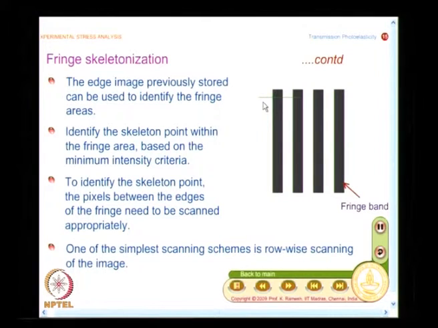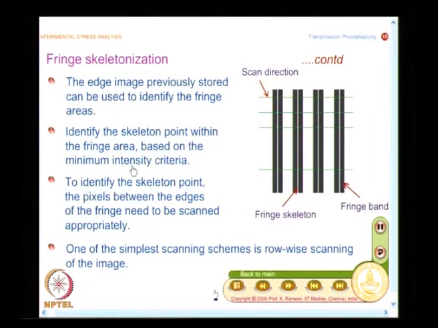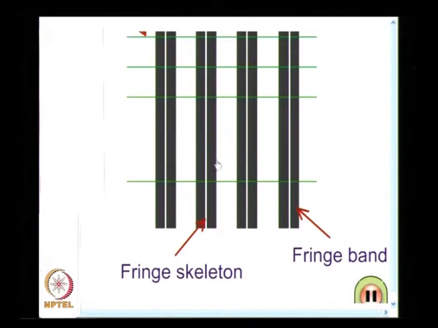So, here we scan it row wise, that is what is illustrated here, and when I do the scanning like this, what I am going to do, between the edges of the fringe, identify the skeleton point having minimum intensity. So, that is determined, and I have nicely determined the fringe skeleton. This was possible because the fringes are vertical, so I could do a horizontal scan.